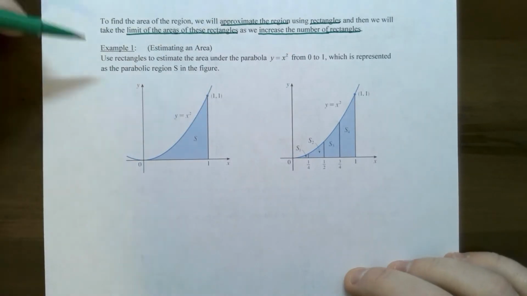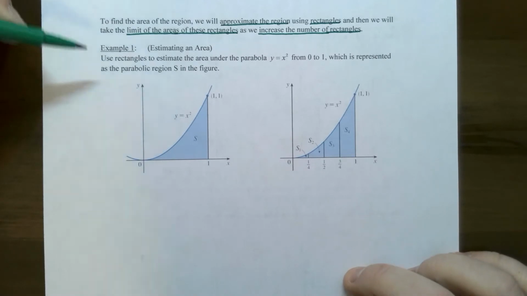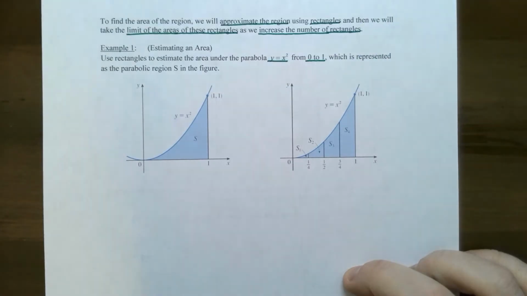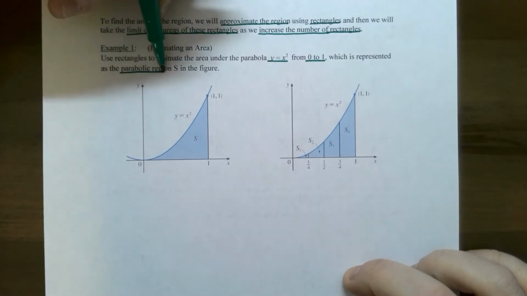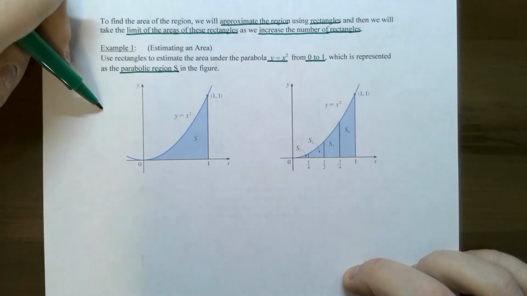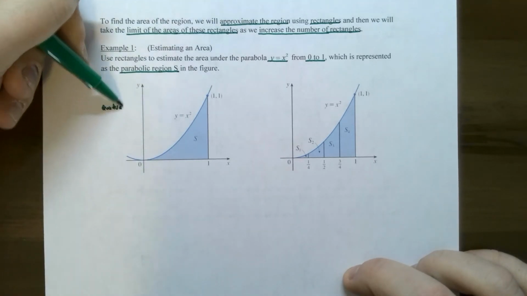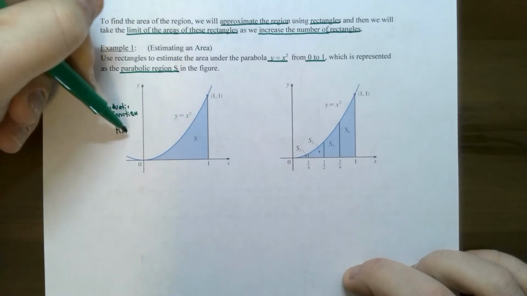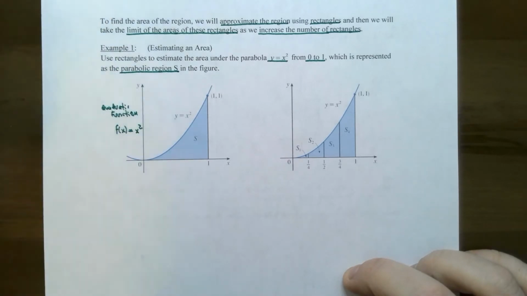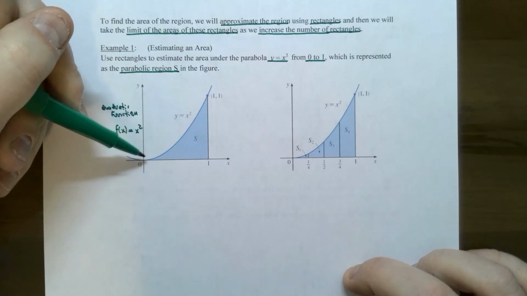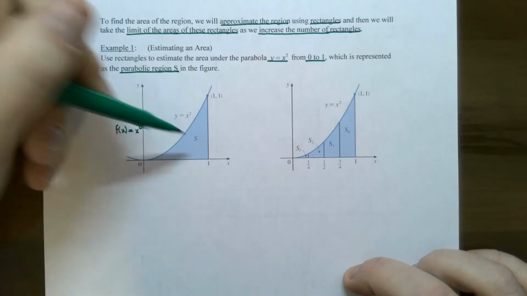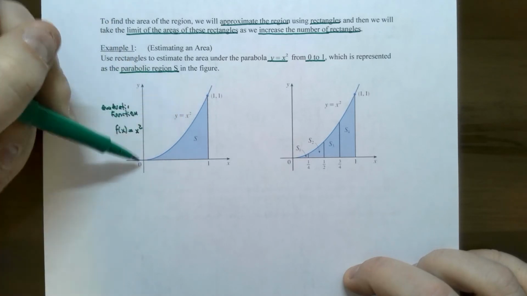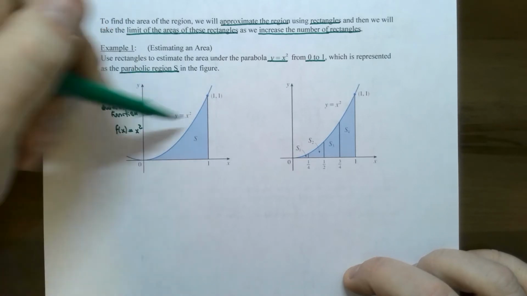So example 1, use rectangles to estimate the area under the parabola y equals x squared from x equals 0 to x equals 1, and it's represented by this parabolic region S. So notice that we have a quadratic function y equals x squared, or f of x equals x squared, and the area is definitely between 0 and 1. So the area is definitely positive, so it's greater than 0, but the area is not 1 because the area of this square would be 1, so it's definitely less than that.